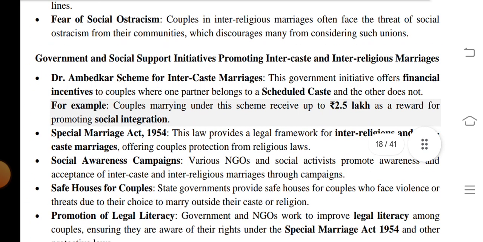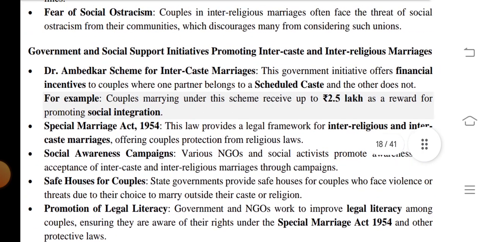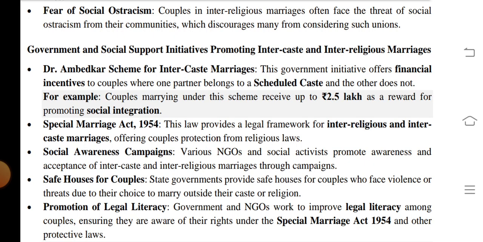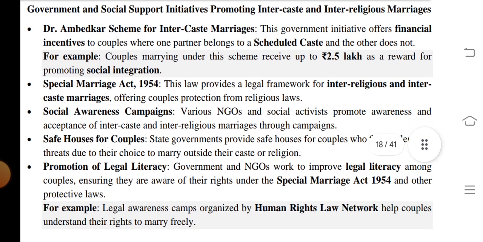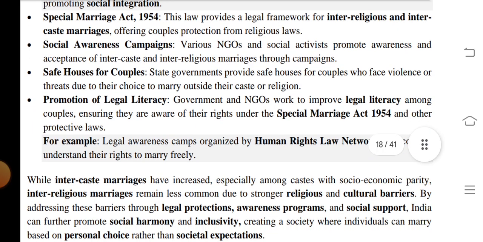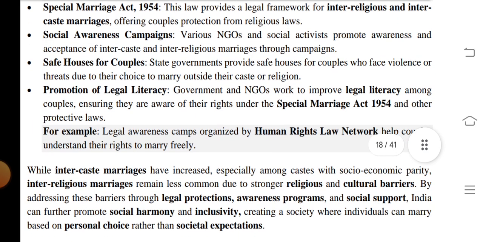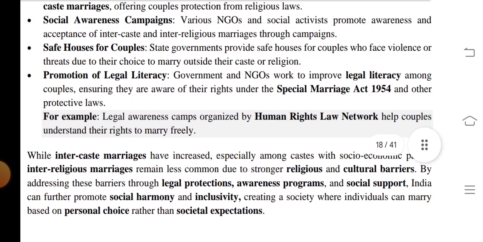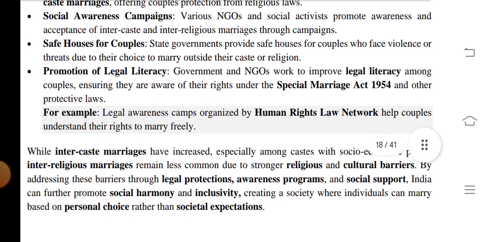Central and state support initiatives promoting intercaste and interreligious marriages. Dr. Ambedkar scheme for intercaste marriages: this government initiative offers financial incentives to couples where one partner belongs to a Scheduled Caste and the other does not. For example, couples marrying under this scheme receive up to 2.5 lakhs as a reward for promoting social integration. Special Marriage Act 1954: this law provides a legal framework for interreligious and intercaste marriages, offering couples protection from religious laws.